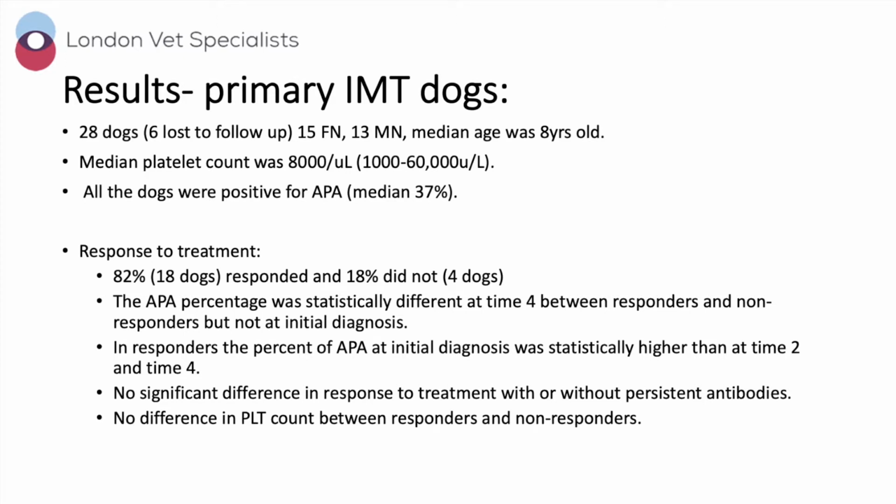The APA percentage was statistically different at time point 4 between responders and non-responders, but at initial diagnosis there was no significant difference in APA percentage between those who responded to treatment and those who didn't. In responders, the percent of APA at initial diagnosis was statistically higher than at time 2 and time 4. So within that group, they seem to have a higher number of antibodies at the initial diagnosis compared to later on in the study. There is no significant difference in response to treatment with or without persistent antibodies, so we have to discount the last bullet point. There was a difference in platelet count between responders and non-responders.